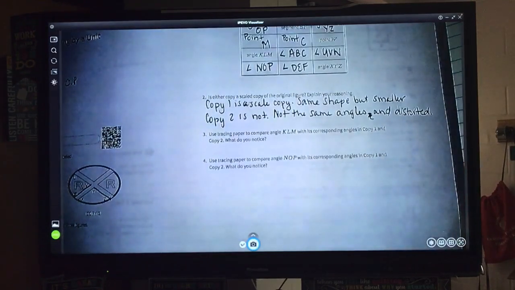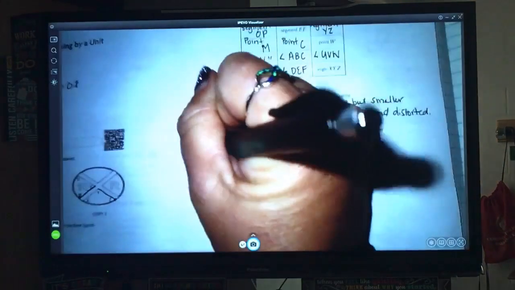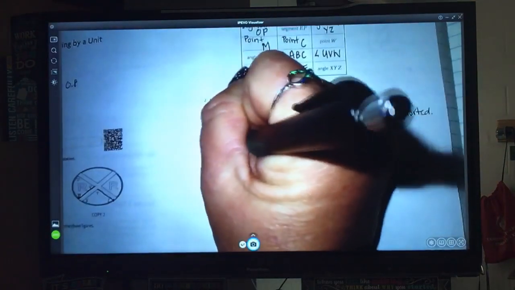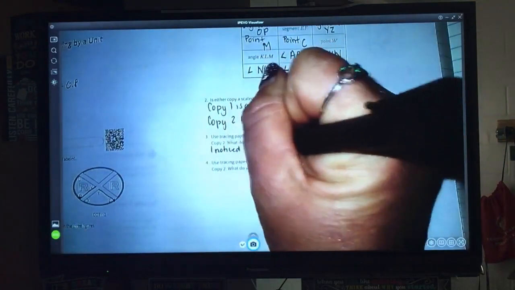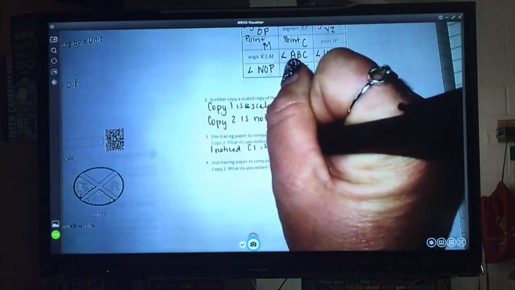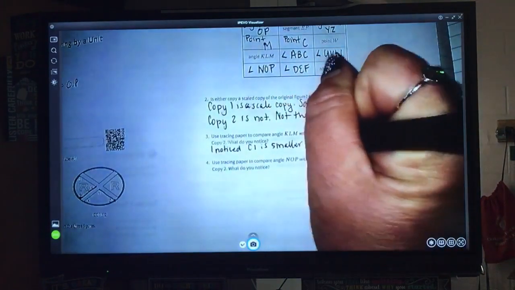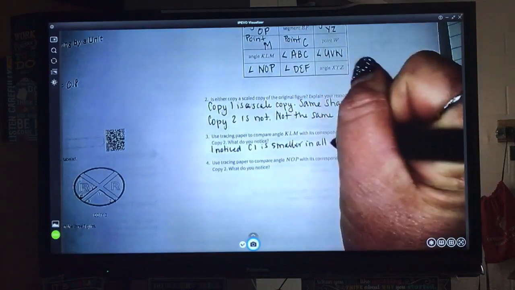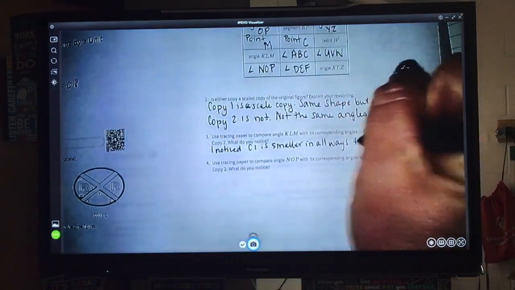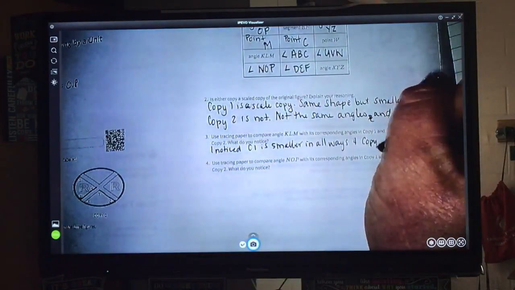Alright, so number 3 says use the tracing paper to compare angle KLM with its corresponding angles in copy 1 and copy 2. What did you notice? So what did you guys notice about this? Jack? Copy one is smaller in every way, and copy two is shorter but longer. So copy 1 is smaller in all ways, and copy 2 is what? Shorter but longer.